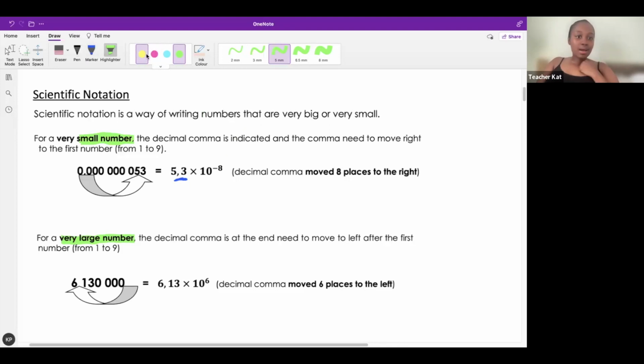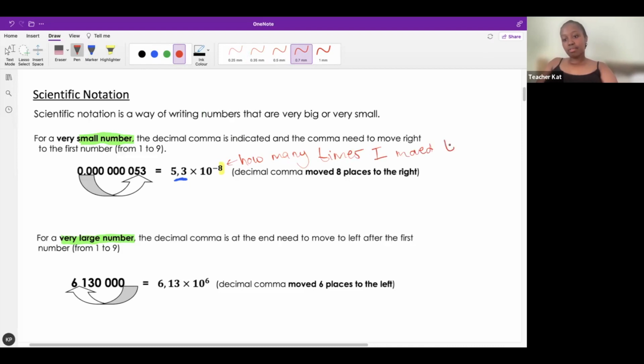So the number over here indicates how many times I moved my comma. As you can see over here as well, it says times 10 to the power of 6. If there is no comma, it means it was at the end over there. To get it next to the 6, we moved it 6 times because look, 1, 2, 3, 4, 5, 6. So that's what that number indicates.